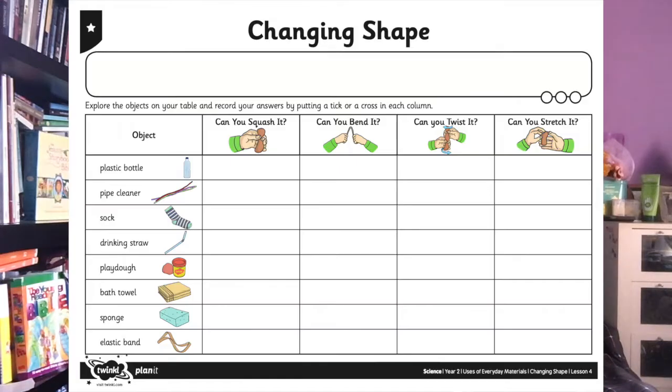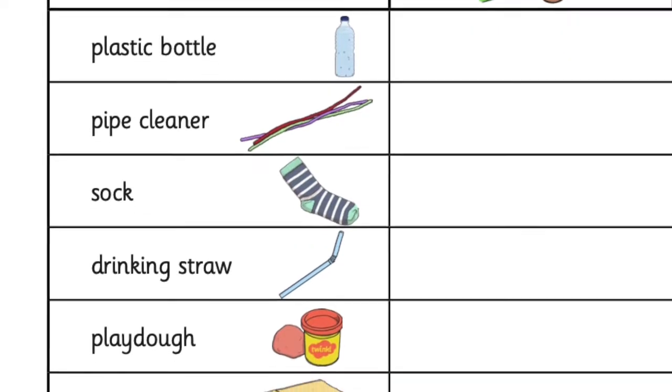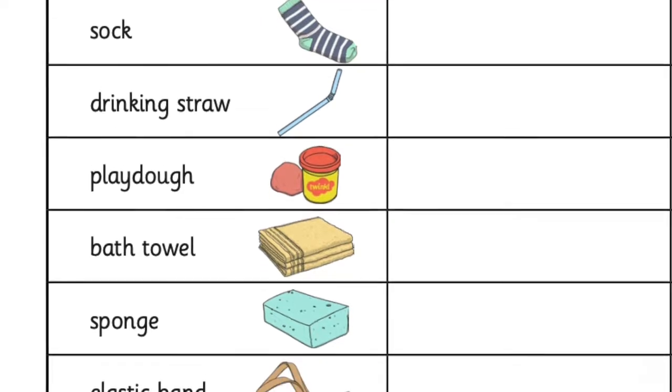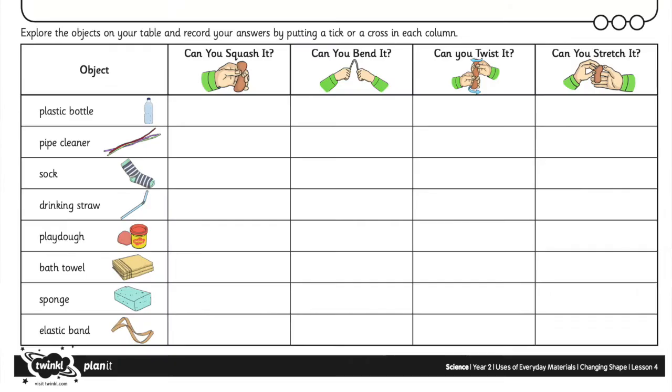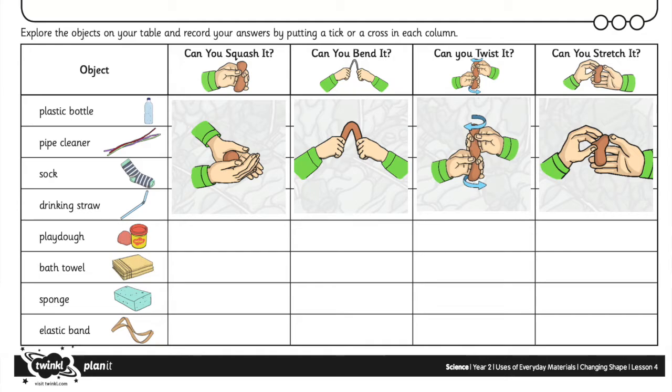Let's have more fun by testing some materials together. Today, I'm going to give you a changing shape challenge. I have a list of objects for you. Things like plastic bottle, pipe cleaner, socks, drinking straw, Play-Doh, bath towel, a sponge, and elastic band. Let's explore the objects and see if you can squash them, bend them, twist them, or stretch them.